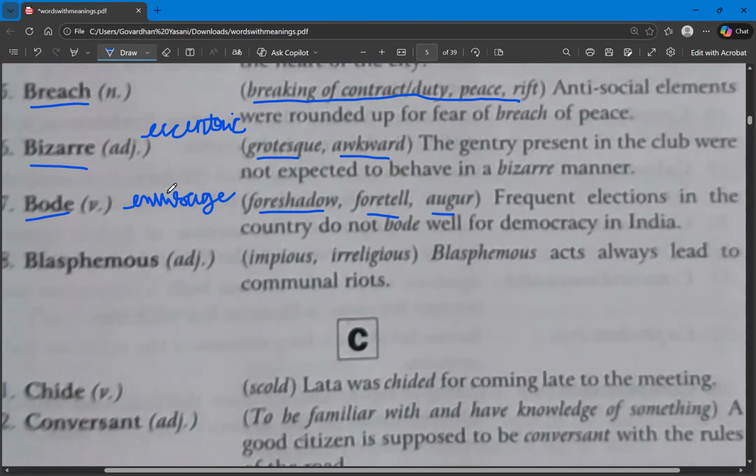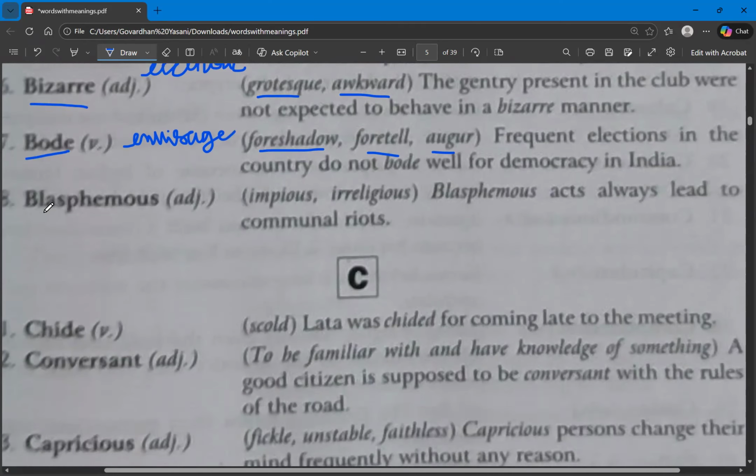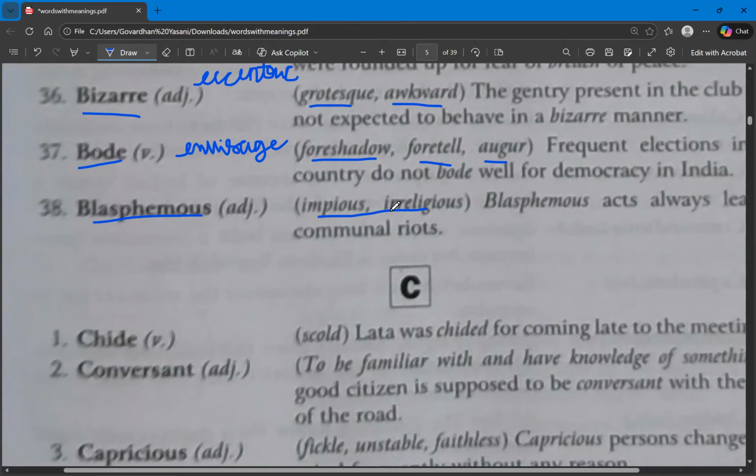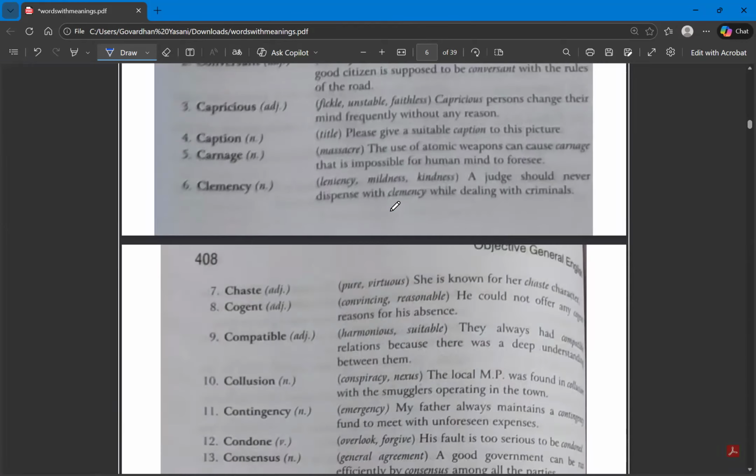And what are the others? Foreshadow, foretell, augur. And the next one is blasphemous. Blasphemous means impious or irreligious. Blasphemous acts mean acts that hurt the feelings of other religious people. So blasphemous acts always lead to communal riots. So these are the words. There are 38 words covered under letter B.